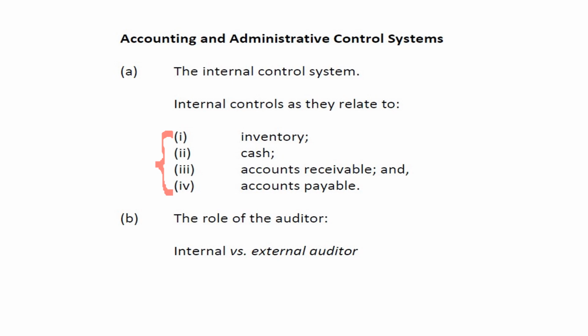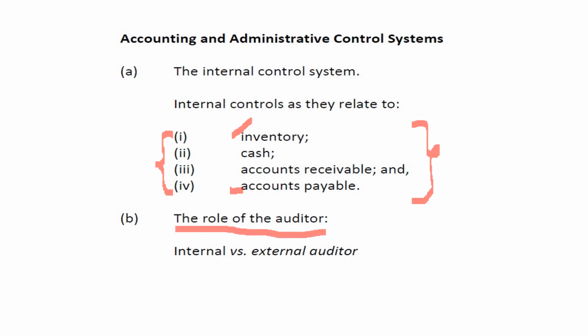The inventory is related to the accounts payable, and the cash to the accounts receivable. So you can get in the study guide or any textbook for that matter will give you a good idea of the internal controls for these, as well as a good definition for this one here. The role of the auditor.